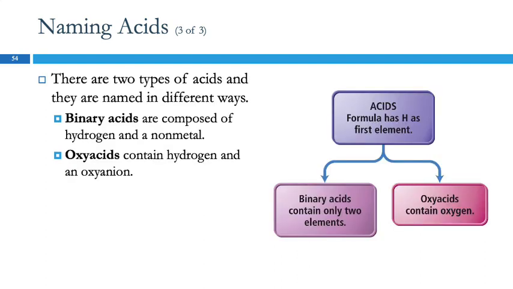We can talk about two different kinds of acid, and there's two different ways of naming them. The book talks about binary acids and oxyacids. I prefer to think of them as oxyacids and the not oxyacids. So oxyacids have oxygen in them, the others do not.